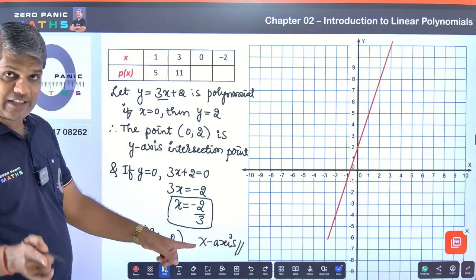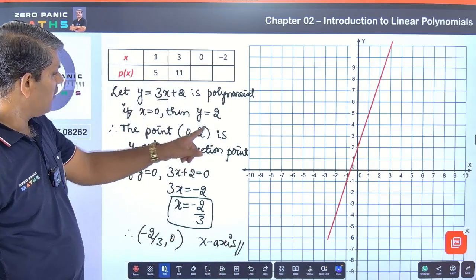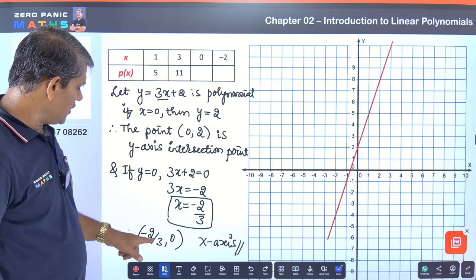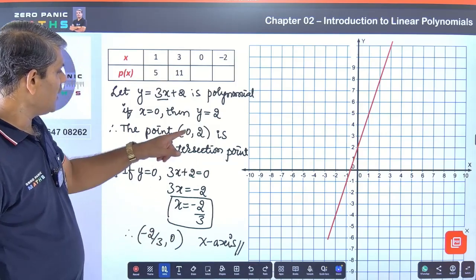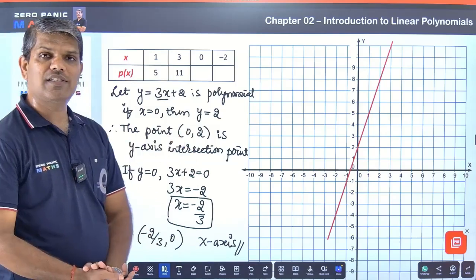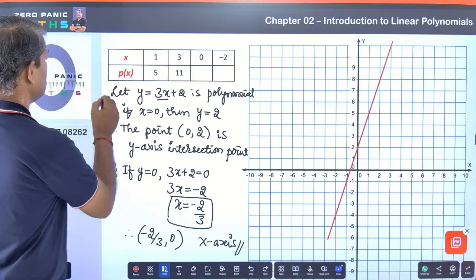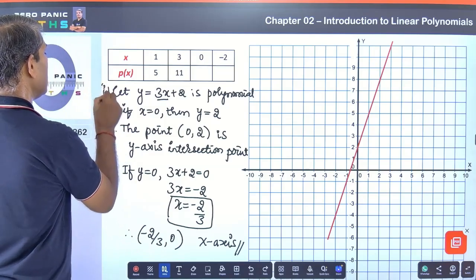Just write that in words, just the way I have written it here. For the y-axis, you have to write that this is the point where the x-axis is cut, and this is the point where the y-axis is cut. So this is the answer for the second question, theoretically.